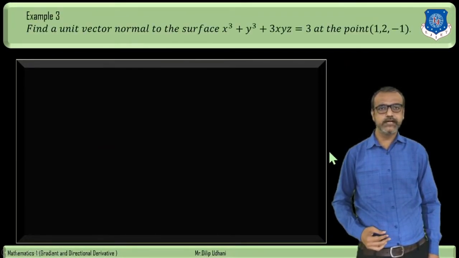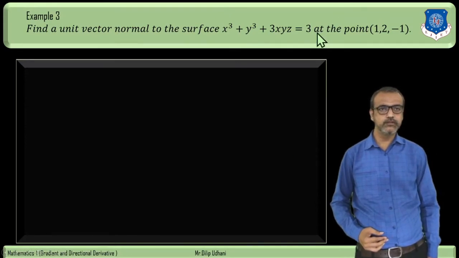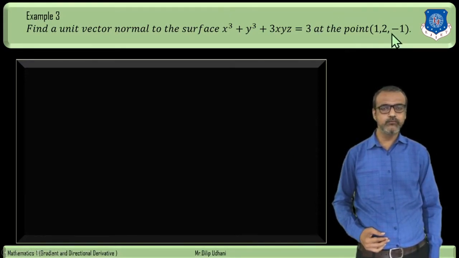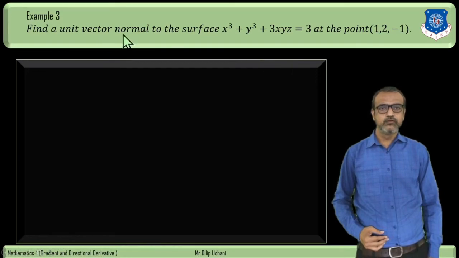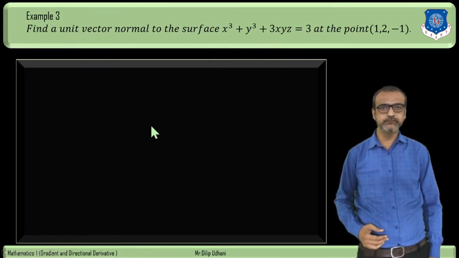Now we will see example 3 related to this topic, that is: find a unit vector normal to this surface, x cube plus y cube plus 3xyz equals 3, at the point (1, 2, -1). So a normal vector to a given surface is nothing but the gradient. First of all, we will find the gradient for the given surface. Then after we will find its unit vector.